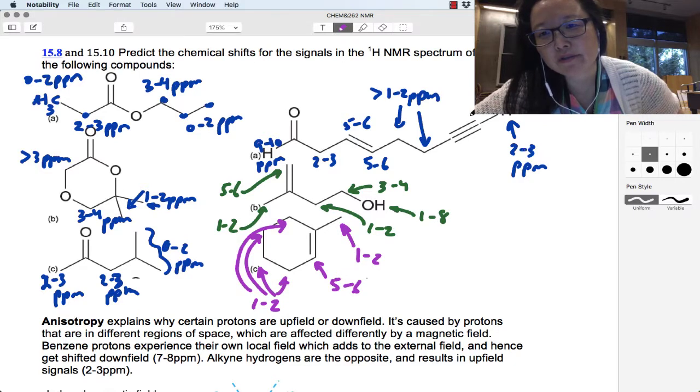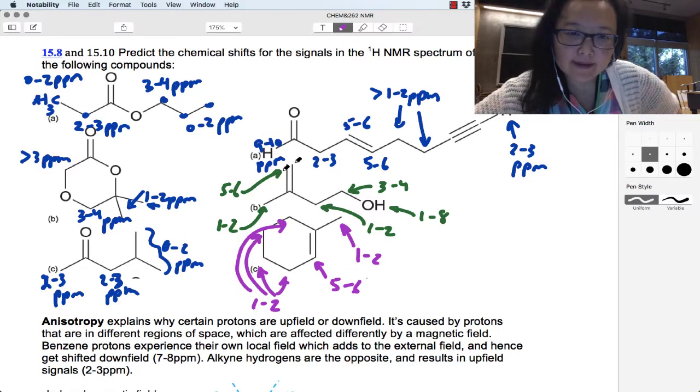This H is 2 to 3 because of the alkyne. These double bonded H's are 5 to 6, and these methyl ones are 1 to 2. But they're close to this one, so it might be a little bit higher. 1 to 2, same reason.